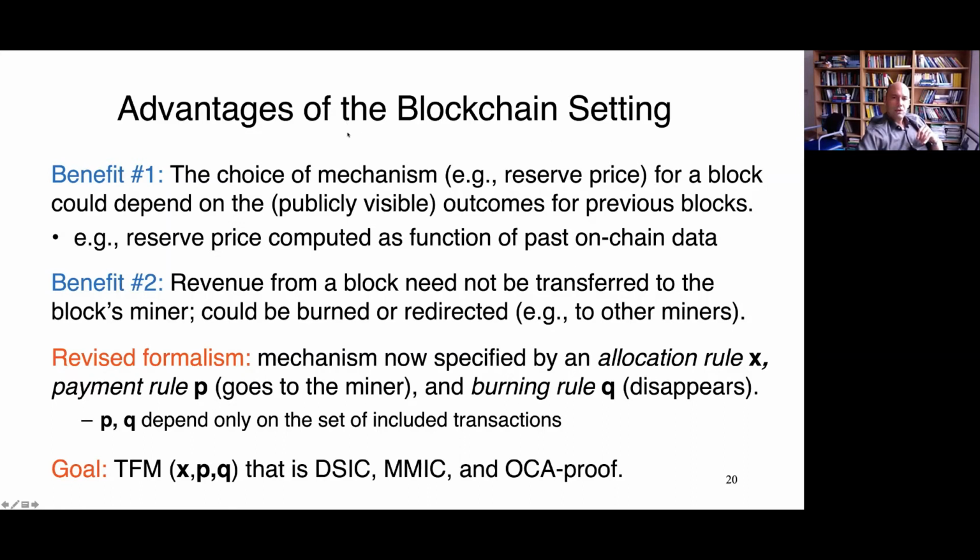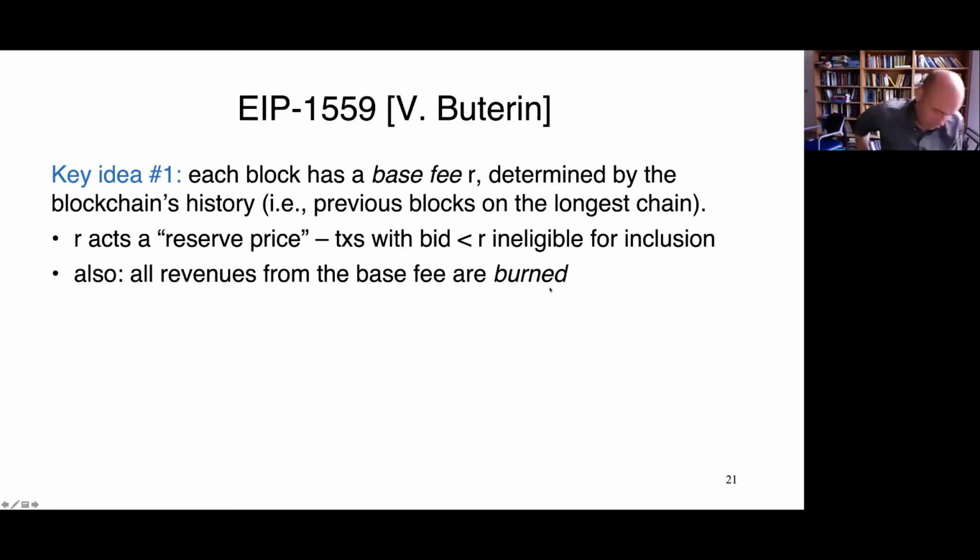Okay. Great. So hopefully we understand the design space now, right? Allocation, payment, burning rule, triples. Three notions of incentive compatibility. We want to satisfy as many of them as we can. Okay, one for the users, one for the miners, and one for coalitions of users and miners.